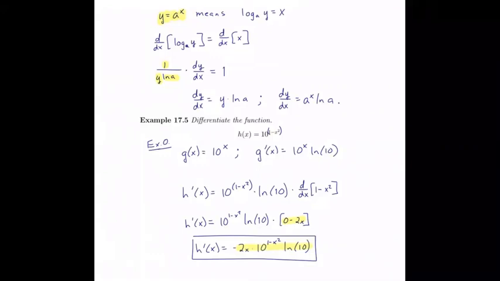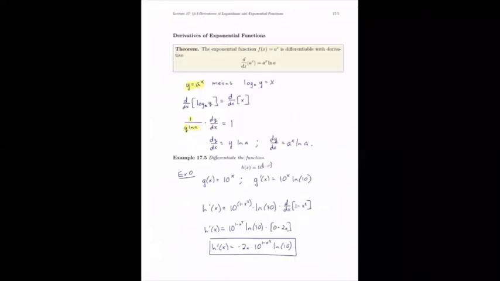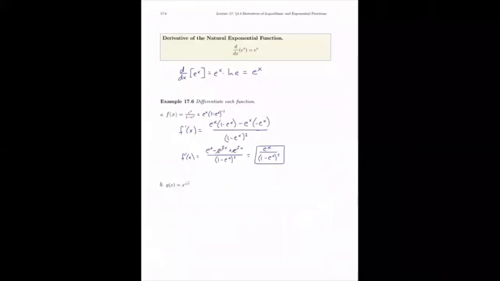Now really, if I was being very thorough, I would realize that this is a constant, and I would move it over here: negative 2 natural log 10 times x times 10 to the power of 1 minus x squared. Okay, not terribly important, but by convention, it would be a little better to write it that way. So there it is. Again, the chain rule, product rules, all these things are appropriate with these exponential derivatives.